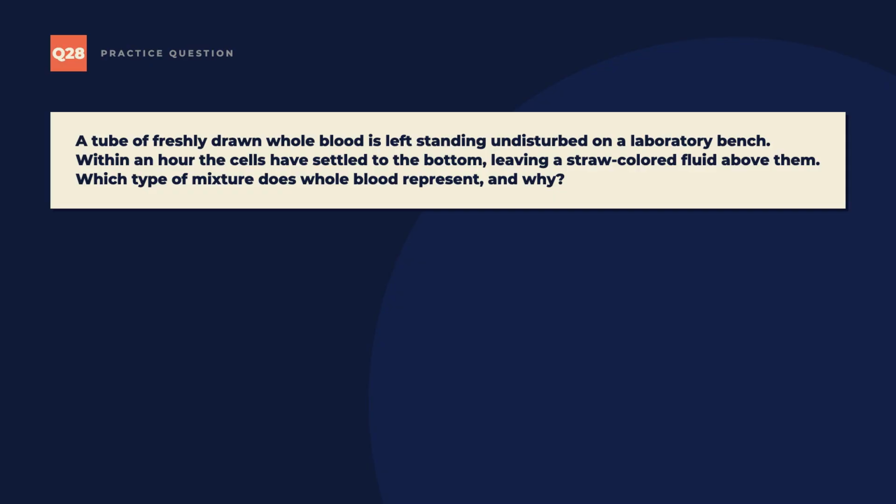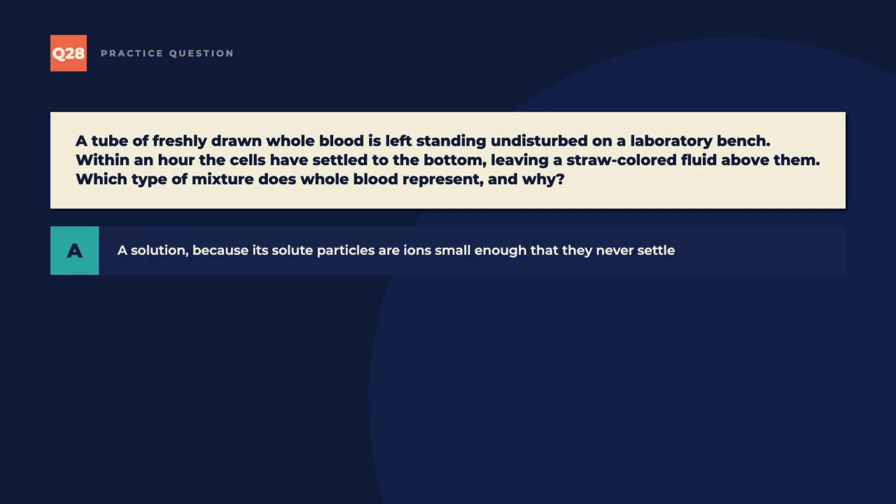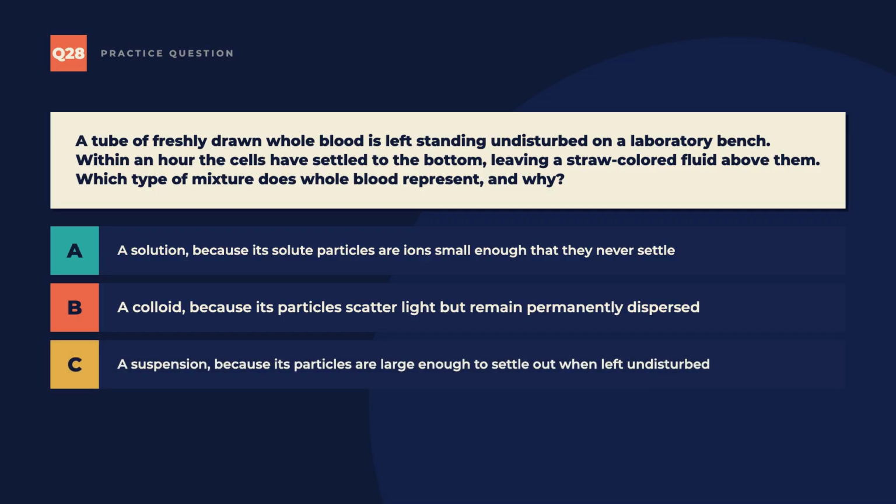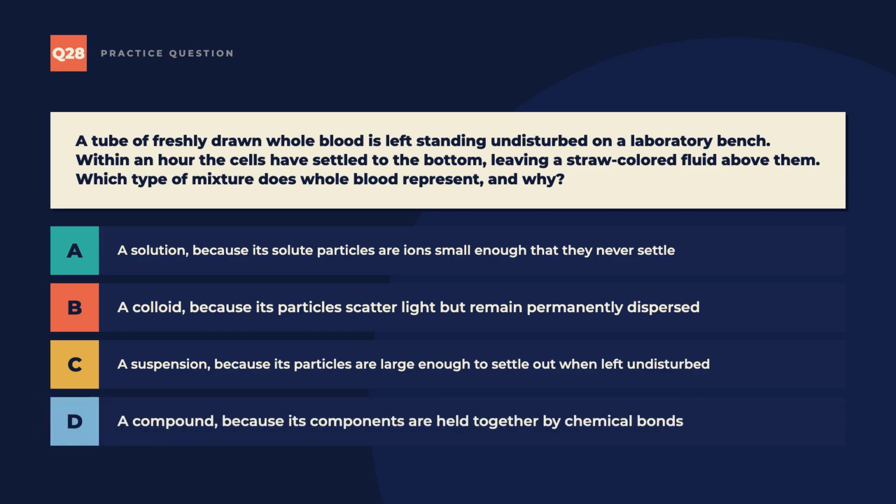Your options are: A, a solution, because its solid particles are ions small enough that they never settle. B, a colloid, because its particles scatter light, but remain permanently dispersed. C, a suspension, because its particles are large enough to settle out when left undisturbed. D, a compound, because its components are held together by chemical bonds. What's your answer? Commit to one before I continue.